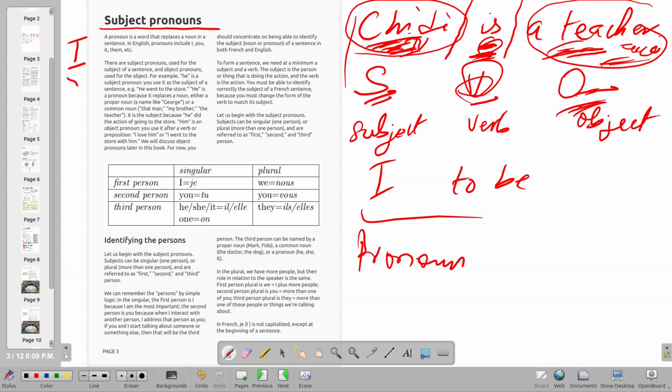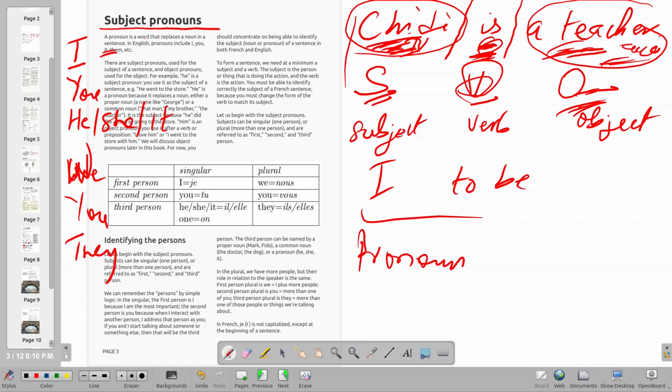I, you, he, she, or it. Third person. Then you have the plural ones. The plural ones are we. Then you have you again, plural, and you have they. These are the subject pronouns in English.